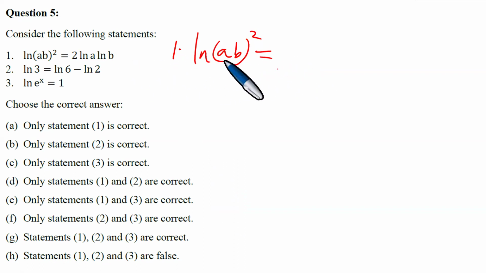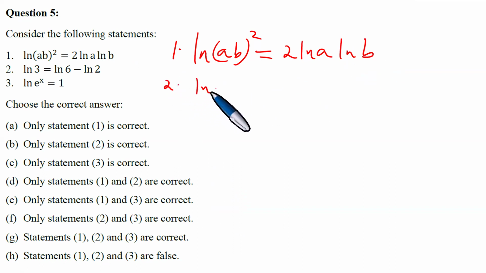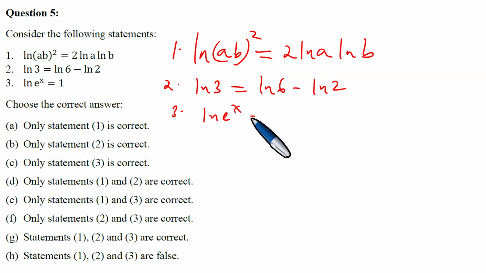So 1 is like this. It says the ln of AB all squared is 2 ln A ln B. And 2 is ln 3 is the ln of 6 minus ln 2. Number 3 says the ln of e to the power x equals what? Which one is the correct one here? Your take. What do you think?